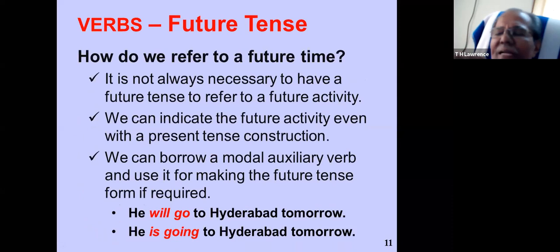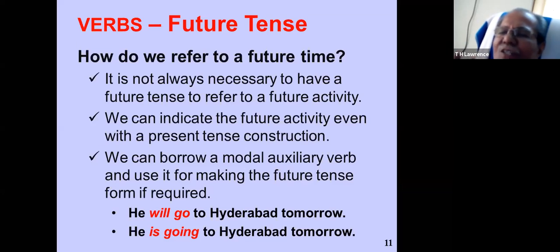Then, I have already said that we have only present and past tense forms for the English verb. Then what's the way out to have future tense? That question must be answered before we go further. Now, how do we manage? So how do we refer to a future time? So the answer is, there are some three answers.